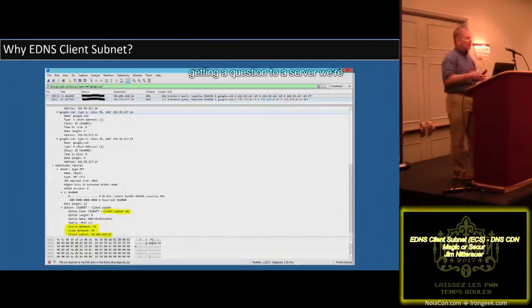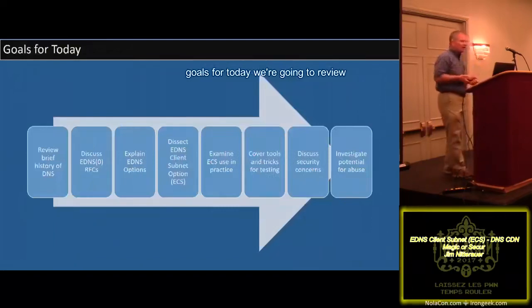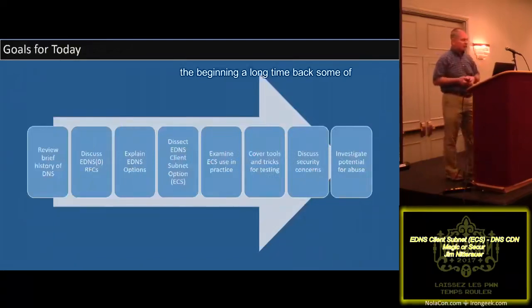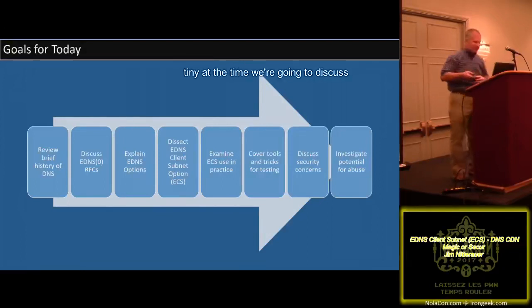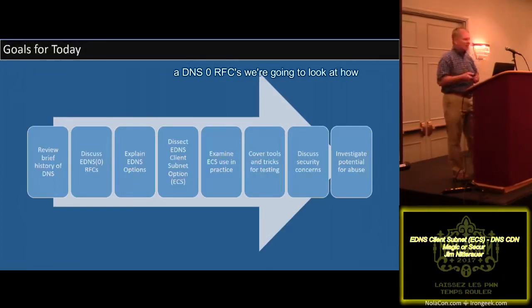So normally when we think DNS, we're sending a question to a server, we're getting an answer, we're moving on. We don't really think much about our DNS unless it doesn't work. So our goals for today: we're going to review a brief history of DNS all the way from the beginning. Long time back, some of you aren't even that old, so you won't know much about this because you were tiny at the time. We're going to discuss the EDNS 0 RFCs. We're going to look at how they came into being. We're going to explain what the EDNS options are.